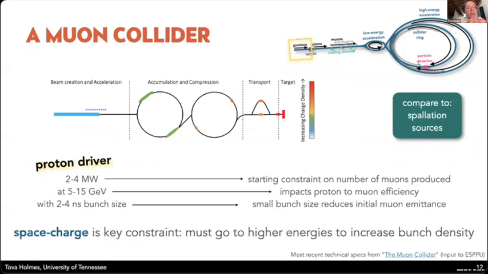And you want a 2 to 4 nanosecond bunch size, which is small, in order to reduce that initial emittance of the muon cloud that you're creating, because this is the one area where you can actually get that down before you start cooling. In order to get all of those muons into one tiny space, your space charge is a key constraint. So basically, this can push your beam to higher energies in order to increase the bunch density. I would compare this to spallation sources. This is a pretty similar operation, just scaled up a little bit with smaller bunch sizes to what we're doing at places like the SNS.